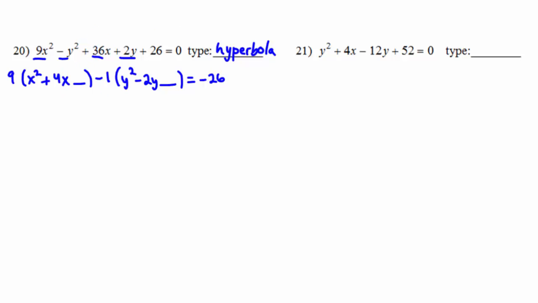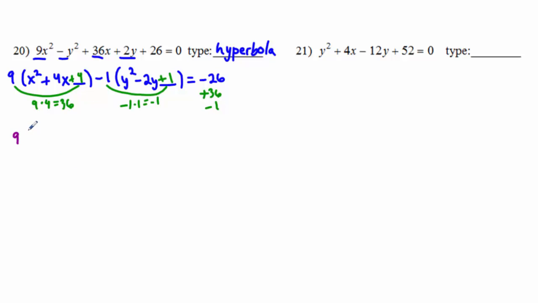Now I need to fill in my blanks by halving and squaring. So that's 4 divided by 2, which is 2, squared is 4. But I really put 9 times 4, which is 36. So that's what I put on this side to keep me balanced. Here I half and square negative 2, which gives me a positive 1. If I think about distributing, that gives me a minus 1 to put on the other side.